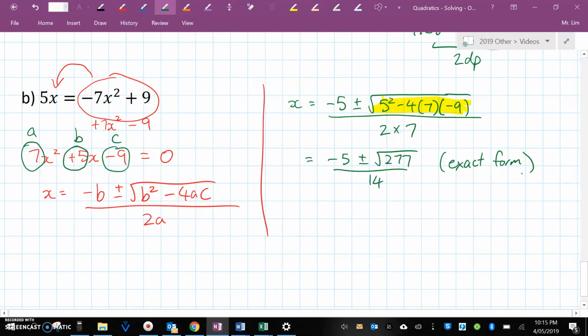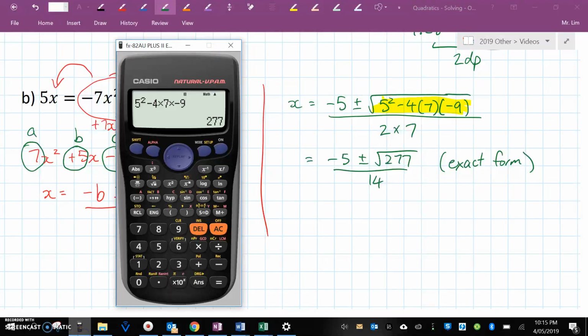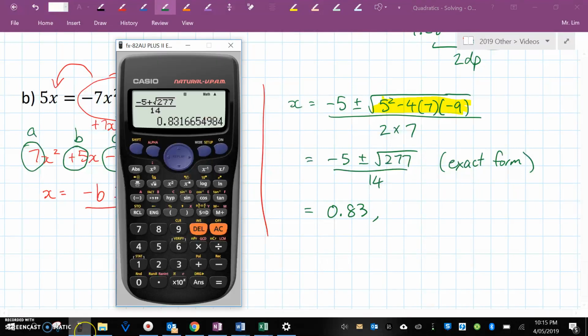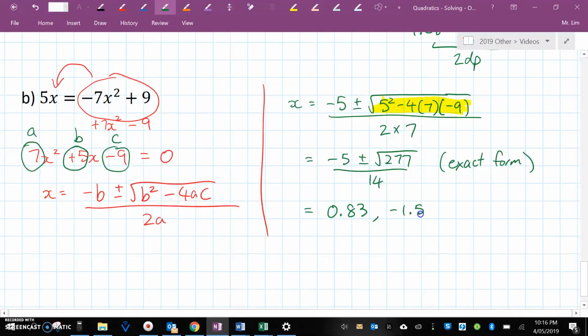If the question asks you to do it to 2 decimal places, we put in minus 5 plus the square root of 277 over 14. That's 0.83, so that's one of them. The other one is minus 5 minus the square root of 277 over 14, which is minus 1.55. Okay, so these are the two answers if the question asks you to answer it to 2 decimal places. And that's it for this video.